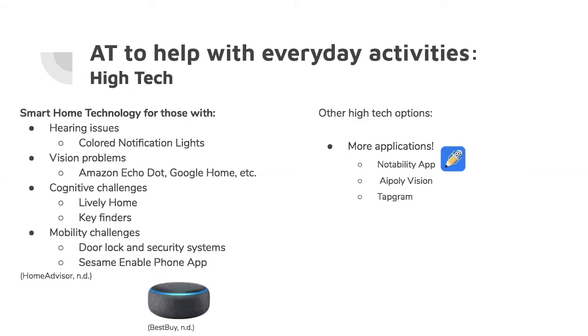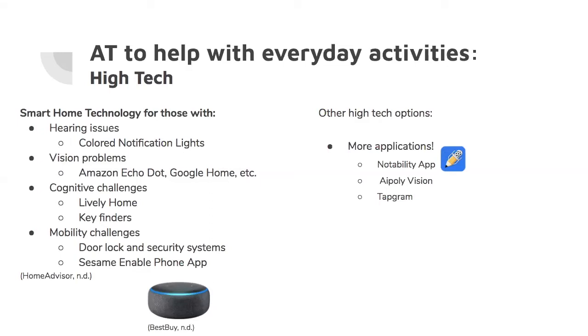So now we're going to move on to assistive technology that can really help with just everyday activities and everyday life. So we're going to first start off with high-tech options. And so what I want to talk about are smart home technologies. And so there are tons out there, but I'm going to focus on the ones on this slide here.